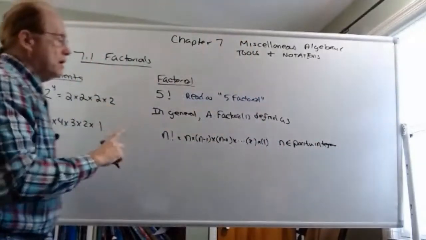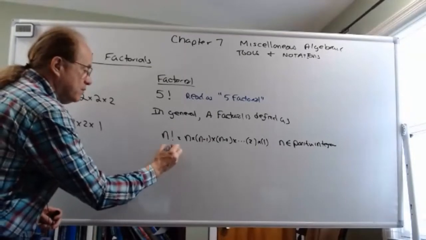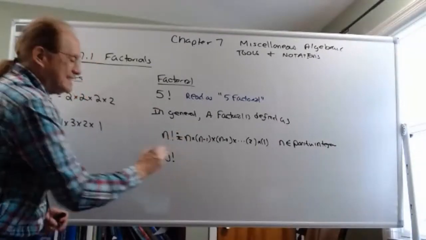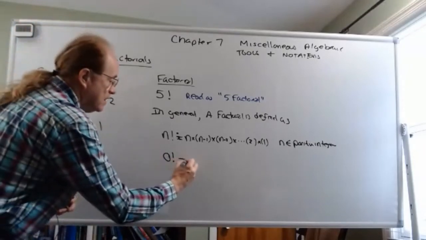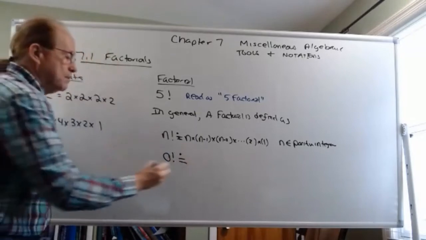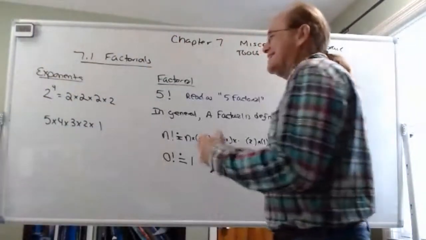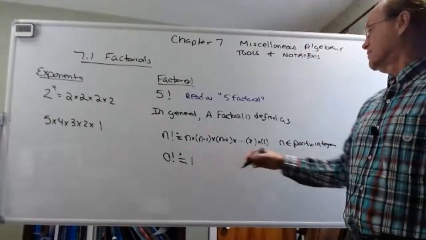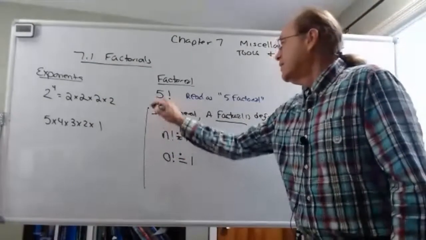We have one other requirement for this definition, and we're going to define 0 factorial. This is our definition. 0 factorial is not going to be equal to 0. That's what confuses a lot of students. It's defined to be equal to 1. So if I have 0 factorial, it's not 0. It's actually just 1. That's by definition. So that's how we're going to define our factorial.